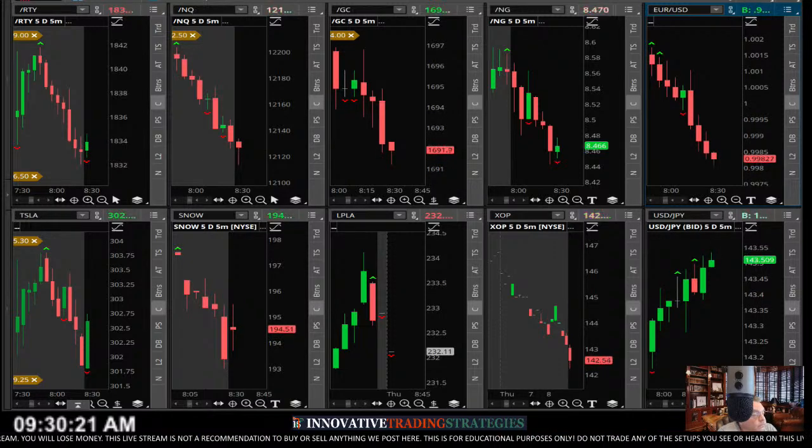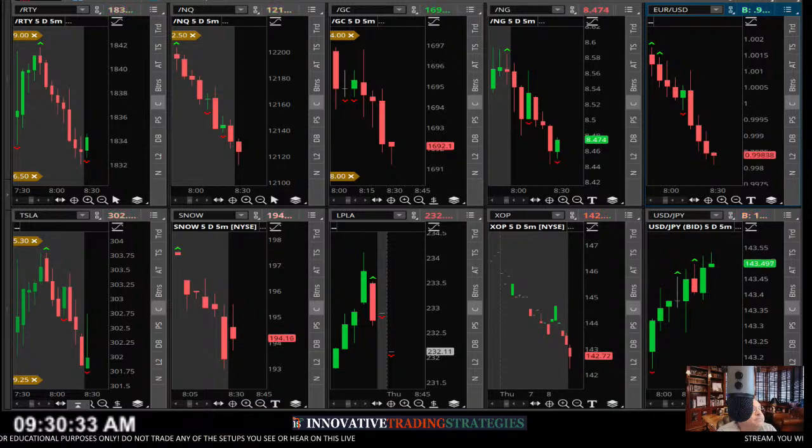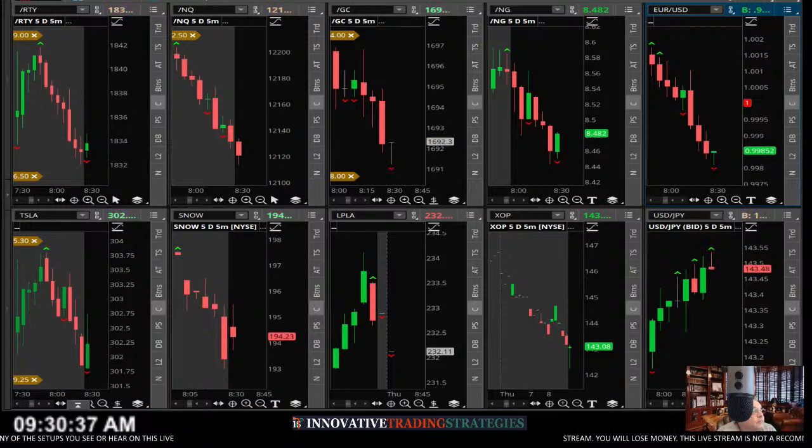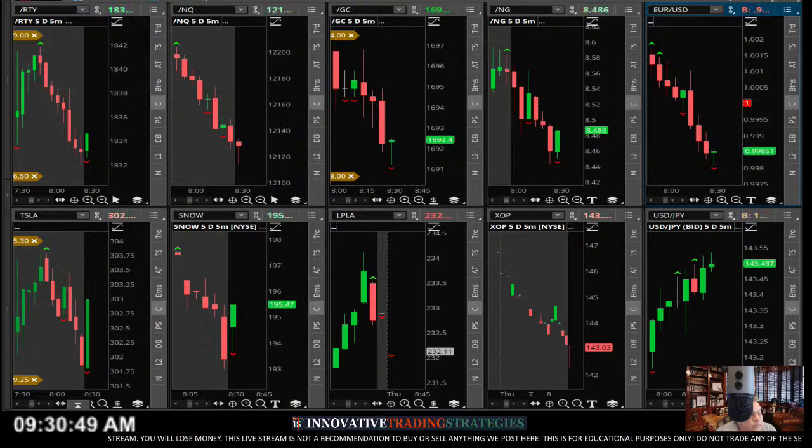Profit target hit. So we did hit target on the mini Nasdaq. Getting out of that, still short the mini Russell. Now we are short gold. New stop and reversal on gold is going to bring us up to 1700.